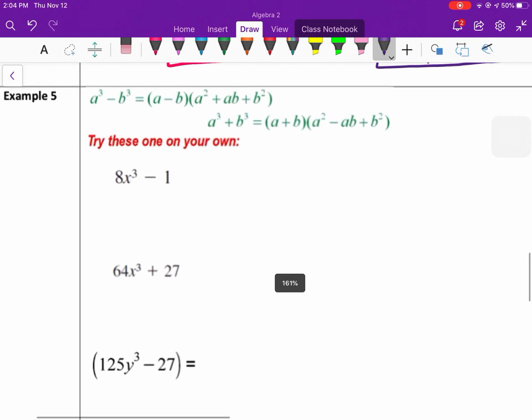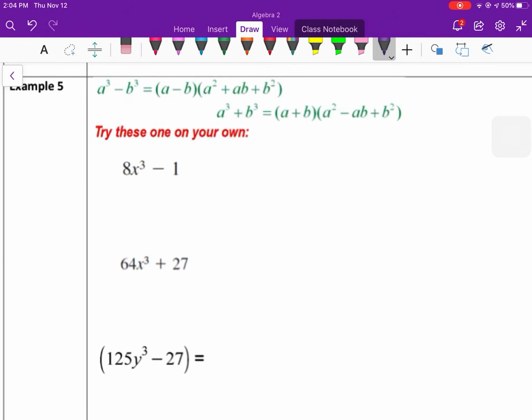These I have as try on your own. So if you want to give this a shot, I plan to talk about these when we get back to class. So you don't have to turn it in anywhere, but give it a try.